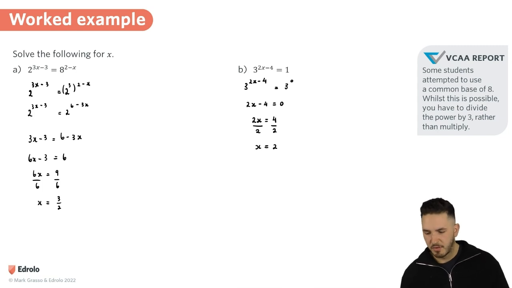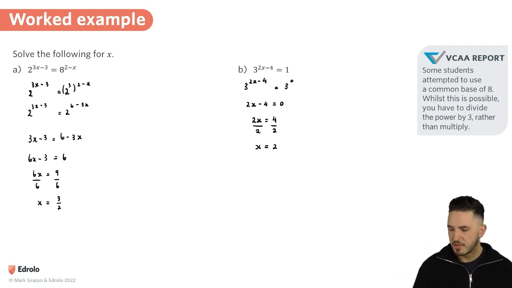Just looking at that VCAA report in regards to part A, some students attempted to use a common base of 8. As I mentioned, it is possible. You have to divide by the power of 3 rather than multiply. If we think about how we went from a base of 8 to a base of 2, we multiplied the 2 minus x by 3. If you were going from 2 to 8 on the left-hand side, instead of multiplying by 3, you would have to divide by 3. So that would become 8 to the power of x minus 1, which again would work for you. However, a lot of students didn't do that correctly.